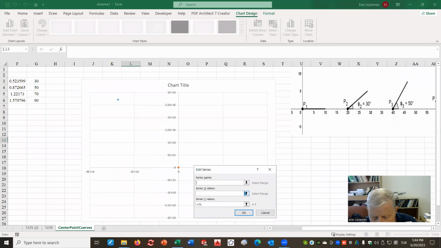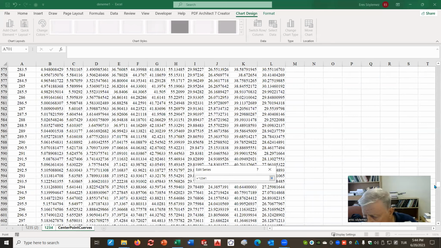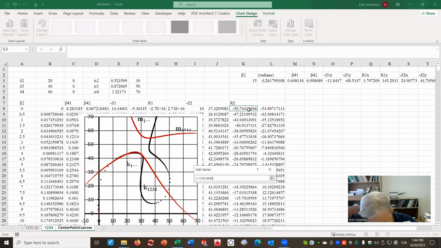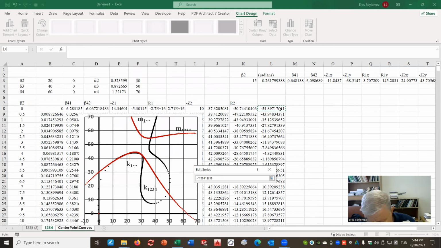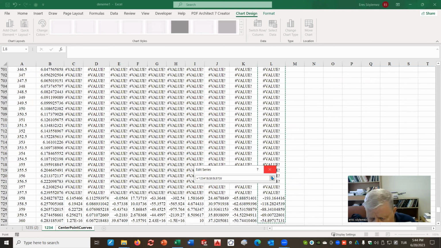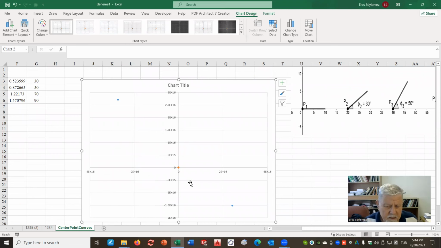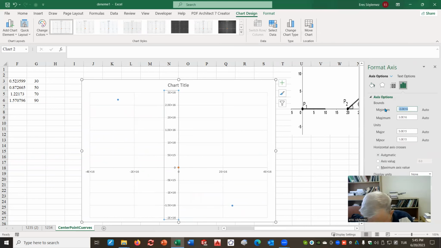Okay. Add 1, 2, 3, 4. R2, Control Shift Enter. Control Shift Enter. Okay, let me click OK. Since the chart goes from minus infinity to plus infinity, both in X and Y directions, we don't see anything. So let us select minus 10 to 70.